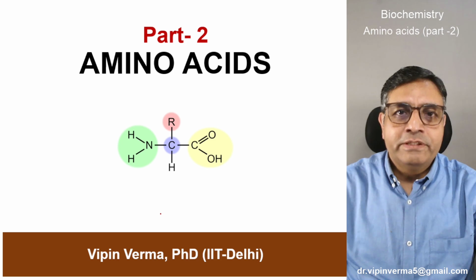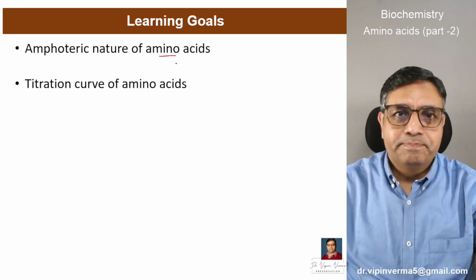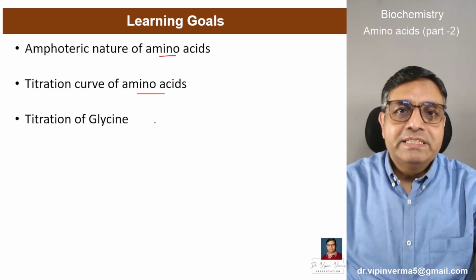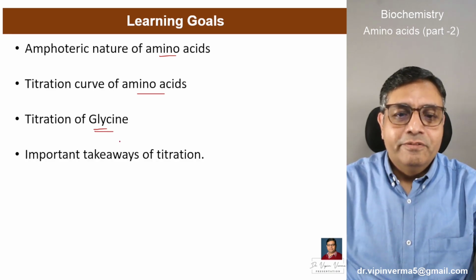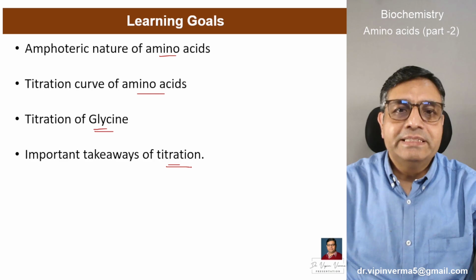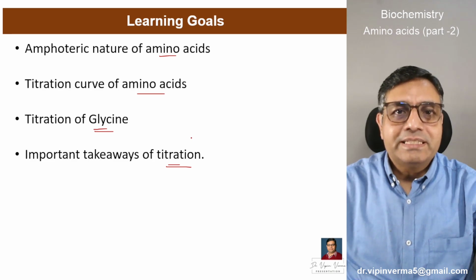In continuation to our discussion which we started in our last class about amino acids, we are going to discuss the amphoteric nature of amino acids in this class. Then we will see the titration curve of amino acids. Then we will study the titration of glycine in detail, and then we will take a few important points from the titration of glycine and how those can be applied to other amino acids. Okay, so this is going to be a very interesting session, so stay here and just pay attention to the slides. Let's start the class.